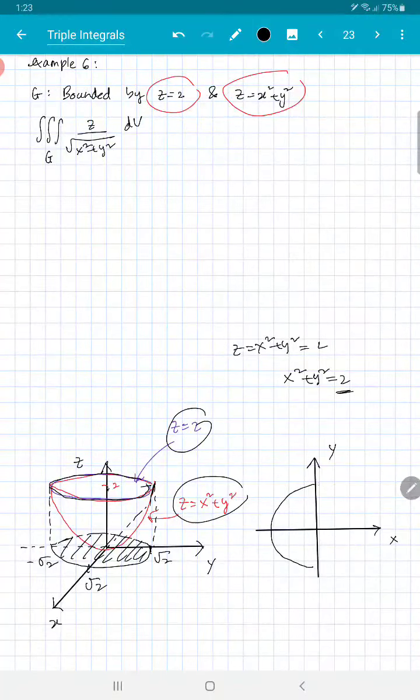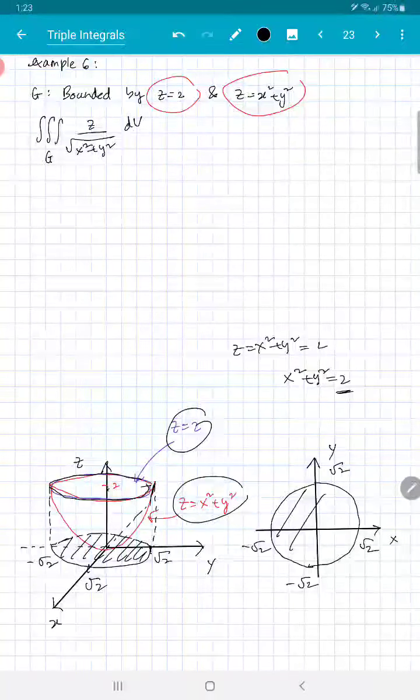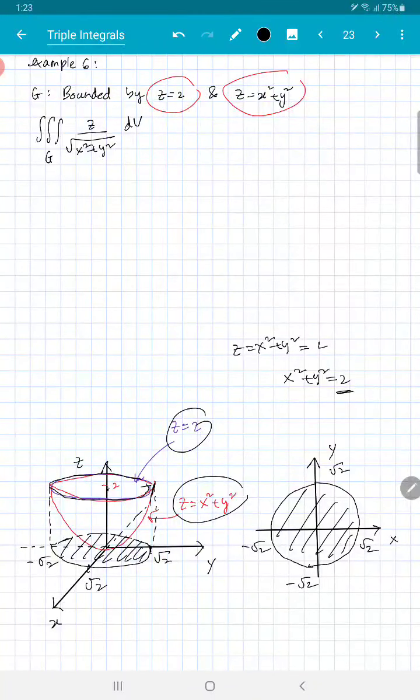I'm going to sketch this separately on the xy plane. That would be the projection of our solid G onto the xy plane, which is a circle of radius square root of 2. Another name for this is r squared equals 2, and r is square root of 2. So the equation of this is r equals square root of 2.